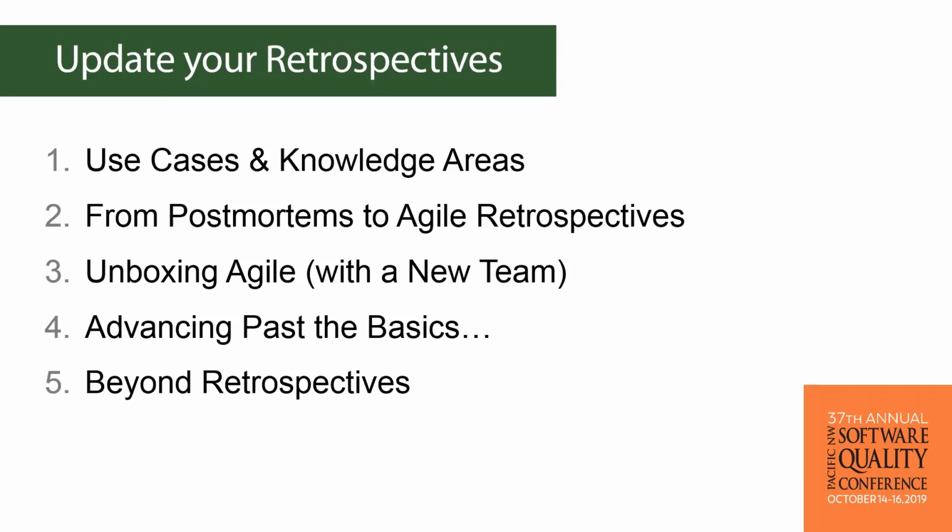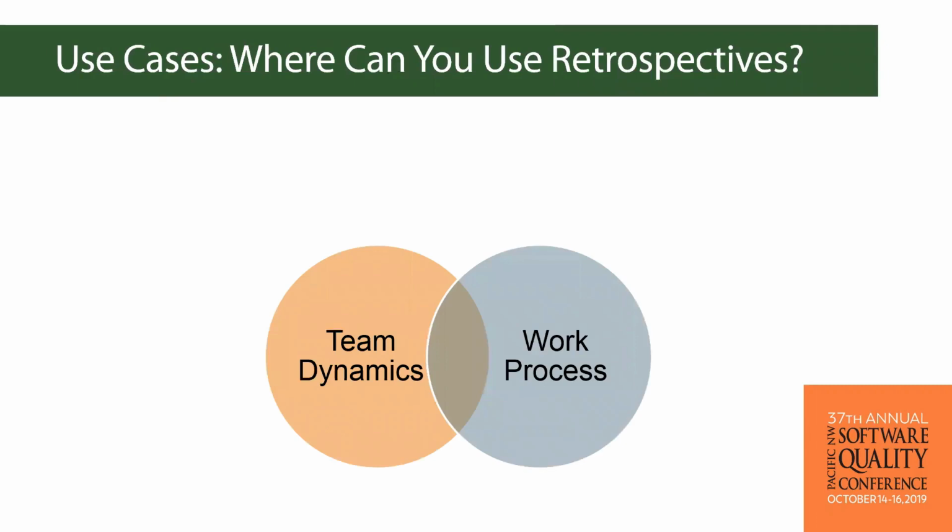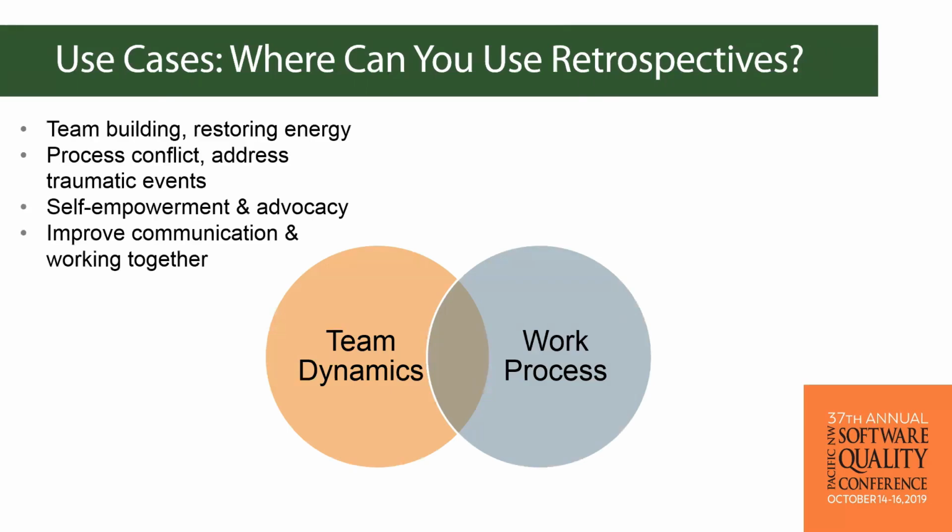So following this journey as a new Scrum Master, one of the first most fundamental questions is, what are the use cases? Where can you use retrospectives? And I usually, if I meet someone on the elevator, say there's really two fundamental things for retrospectives. One is we can use them to help us address issues with team dynamics, and the other one is work processes. On the team dynamics side, some of these use cases include team building. You might find benefit from using a retrospective to focus on restoring energy to your team after something has gone tragically wrong or otherwise.